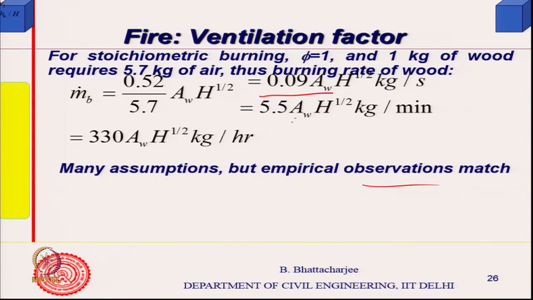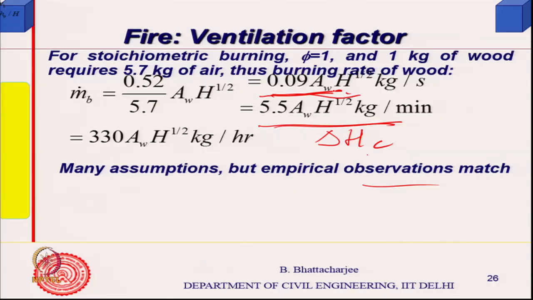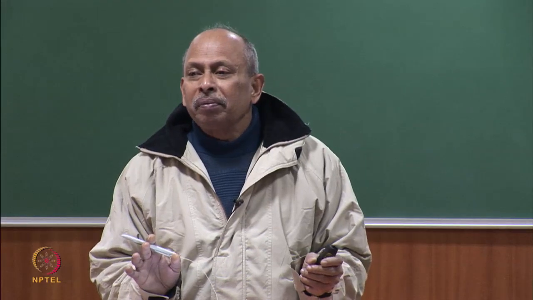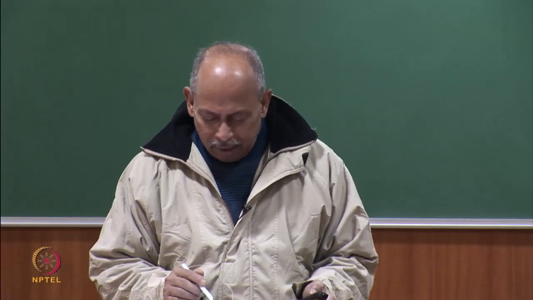Important formula is this, which we will use, sometimes we will use them later on also. This is the rate of production. If I multiply this by delta HC of wood, then I will get the amount of heat generated per unit time, the rate of heat generation. So, this formula is important, but what is important is to understand the factors which affect the rate of burning and overall time of burning.